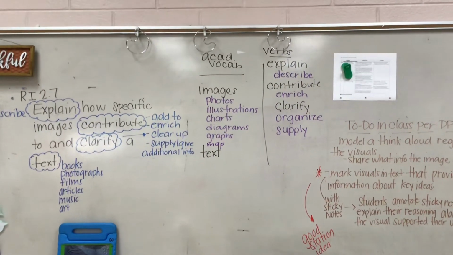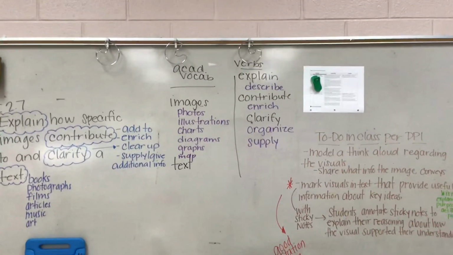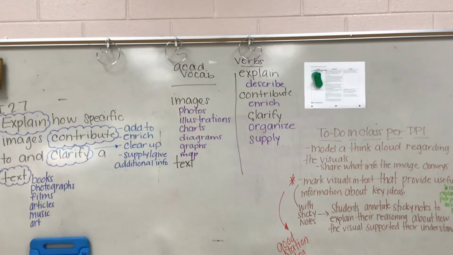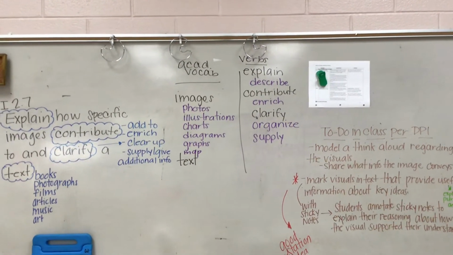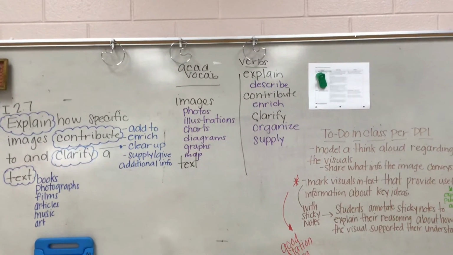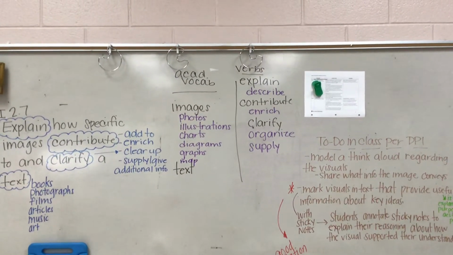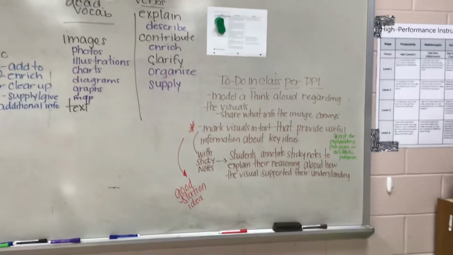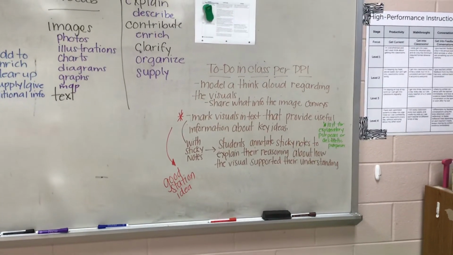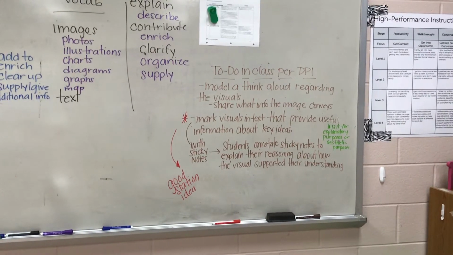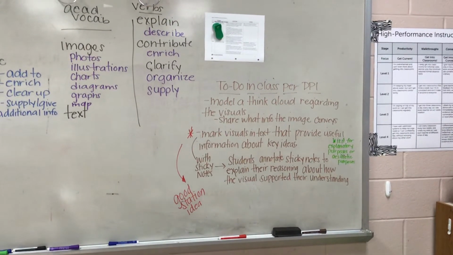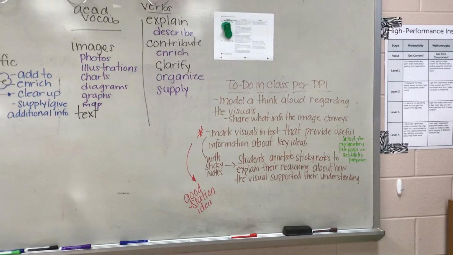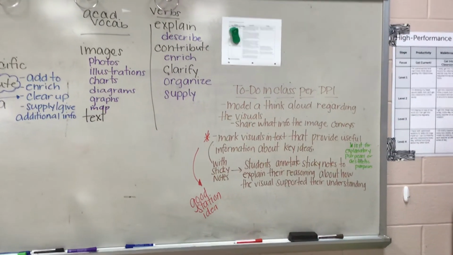And then of course, text we already talked about. Then with verbs, we have explain and describe, and then contribute, enrich, clarify, organize, supply. Those words in purple all came from that clarification document. And then it seems that the clarification document always gives two things that should be done, and to me that's a very clear hint on this is something that they could see later on.